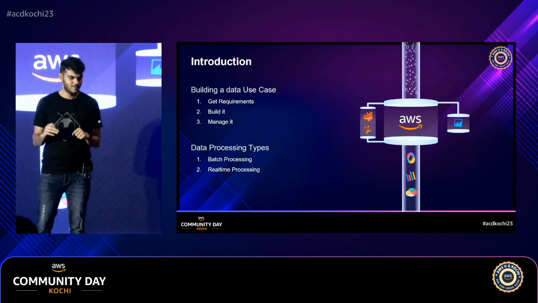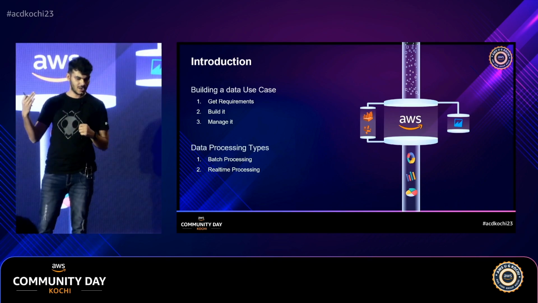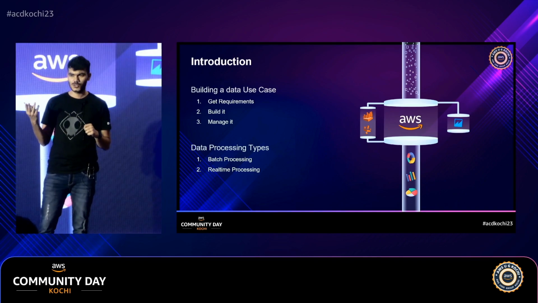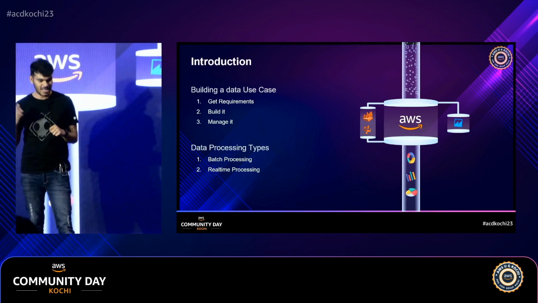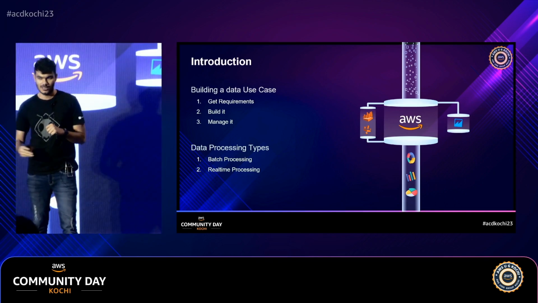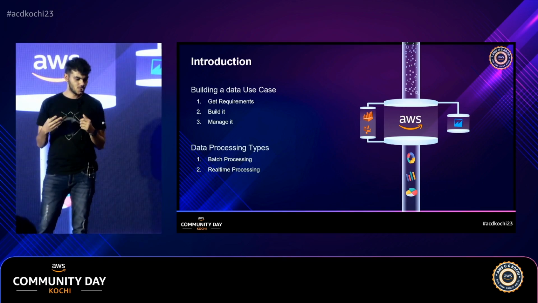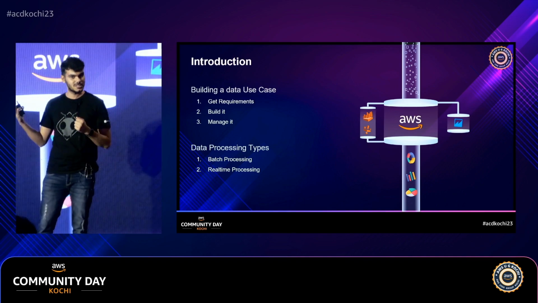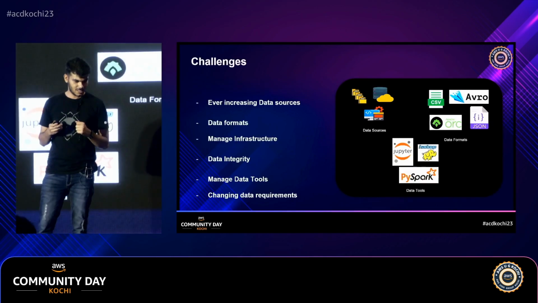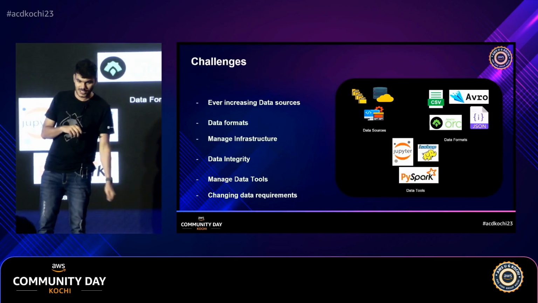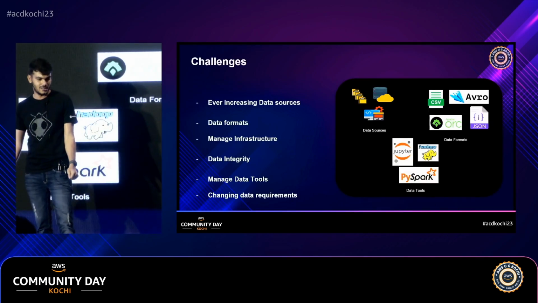Whenever we build a data use case, there are usually 2 kinds, batch processing and real-time processing. So these 2 help us decide what services to go with. Let's look at a few challenges we have in ETL.